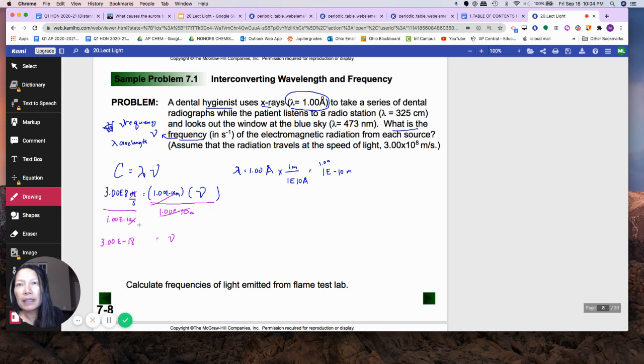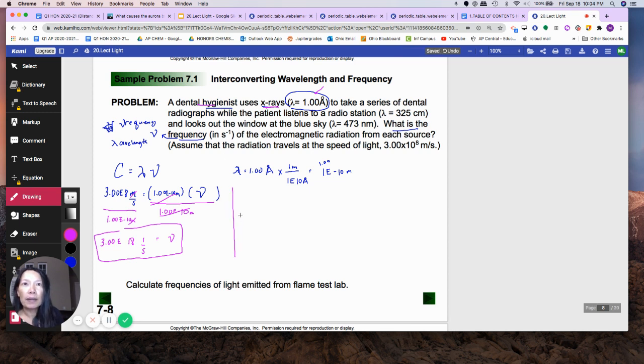No, it's not negative 18, I'm sorry. That doesn't make sense. It's positive 18. It's very frequent. This wave is really small. It's an X-ray, right? So you have a lot of it. I forgot my exponent rules: you go 8 minus negative 10, which is 18. The units are meters per second, the S stays, so it's going to be 1 over S. And that is the frequency of this X-ray radiation that the dental hygienist is using.